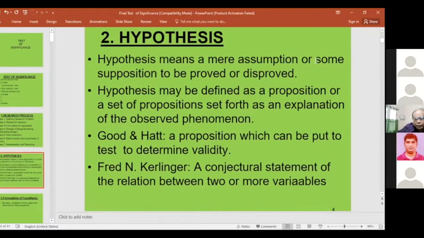When you talk about hypothesis, it means assumptions, some supposition to be proved or disproved. Hypothesis may be defined as a proposition or set of propositions set forth as an explanation of the observed phenomenon. But some say that it is a conjectural statement, meaning a statement made on the basis of incomplete information between two or more variables. Simply, hypotheses are assumptions to be tested.